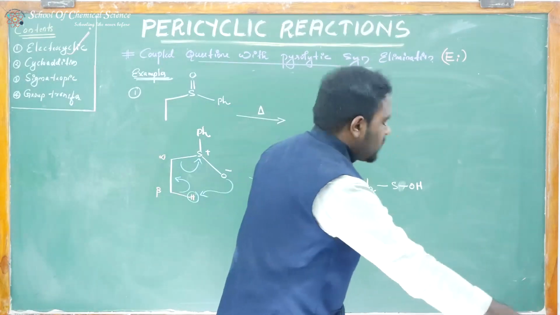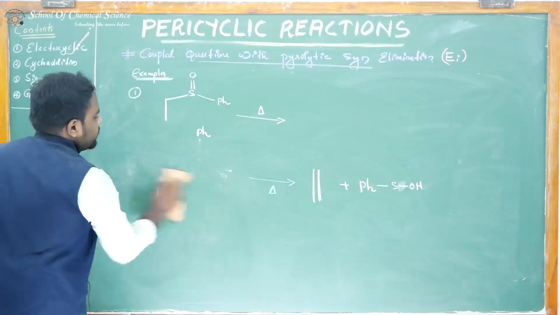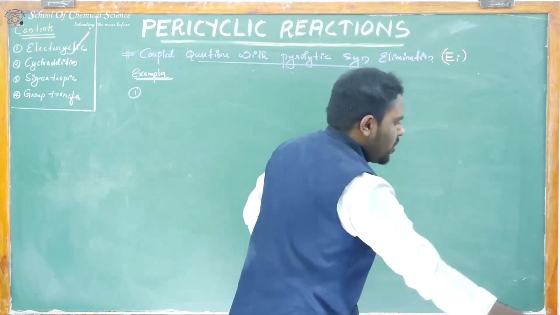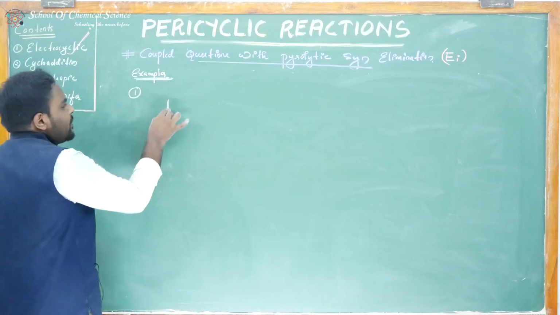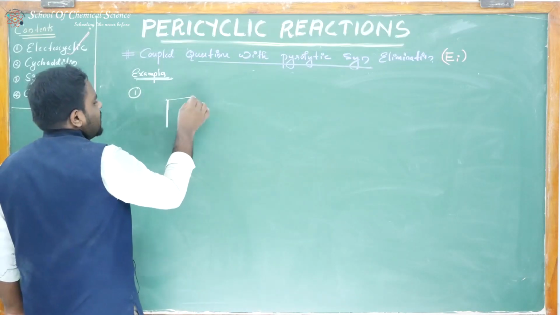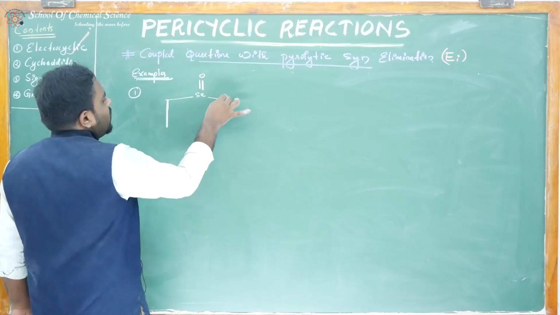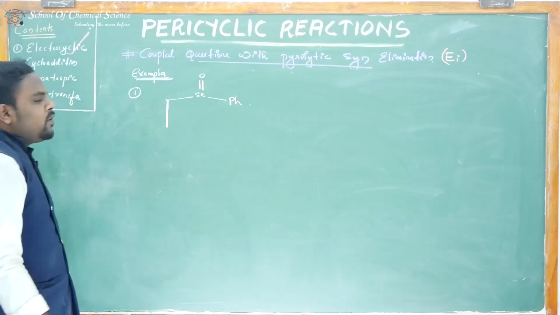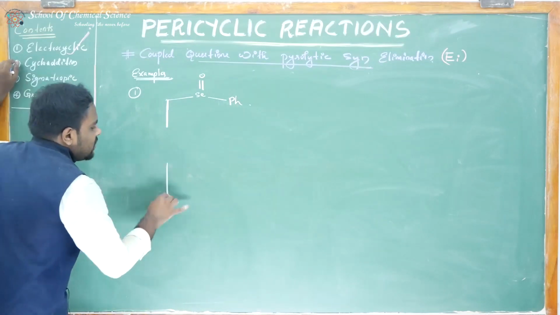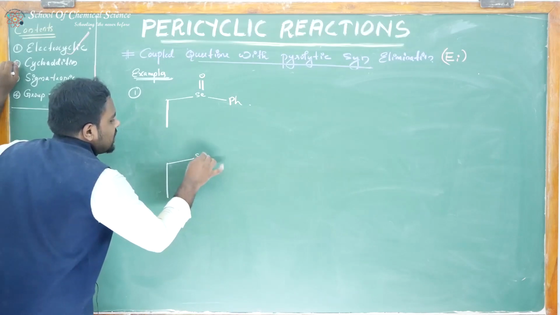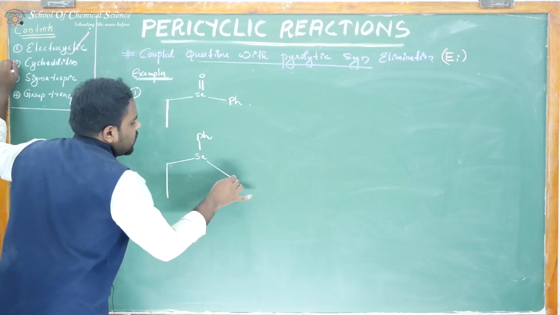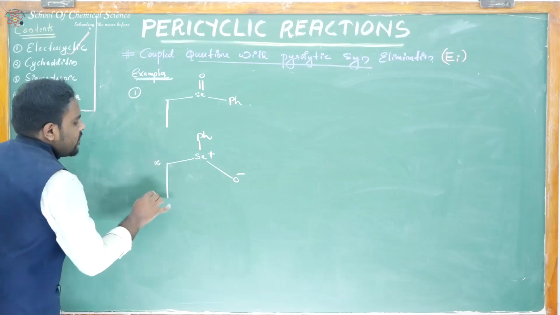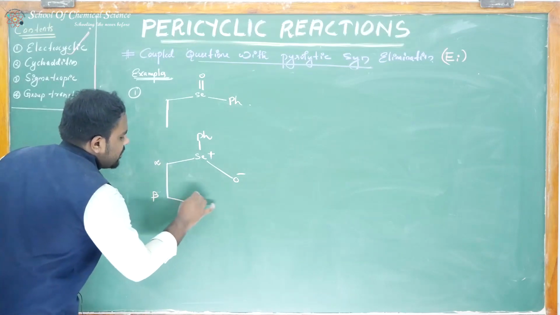Then the next example, a selenium oxide. Sometimes in your question paper, selenium oxide is given in this fashion: Ph, Se double bond O, Ph. You have to write it in this fashion: Se Ph, O minus, selenium plus. Then consider the beta hydrogen. This is the alpha carbon, beta carbon, and this is the beta hydrogen.